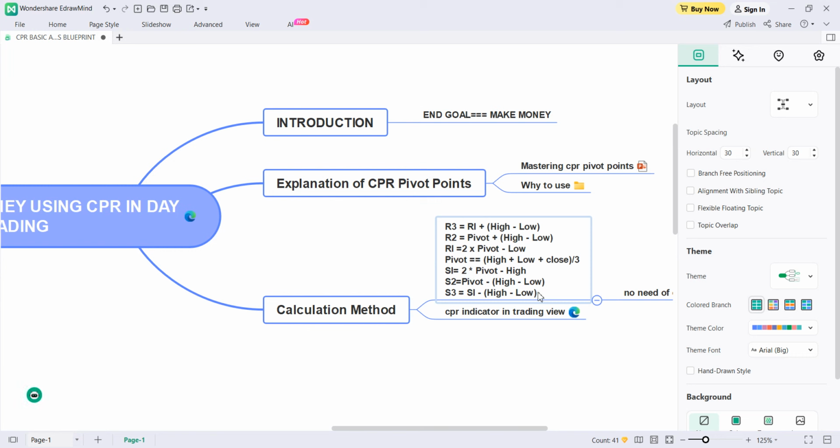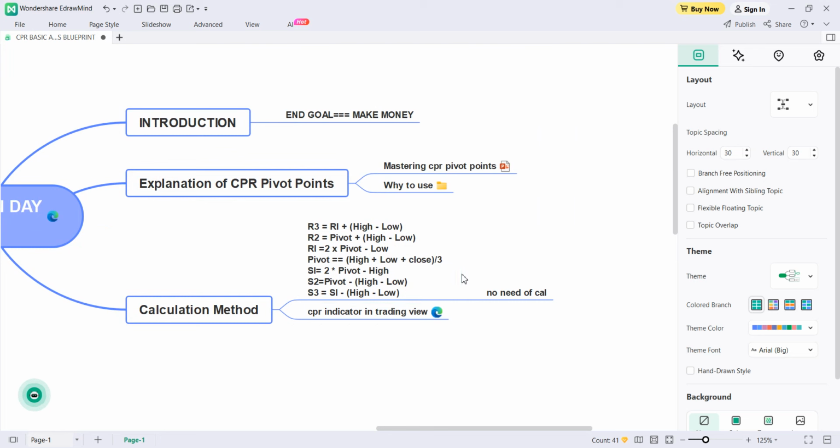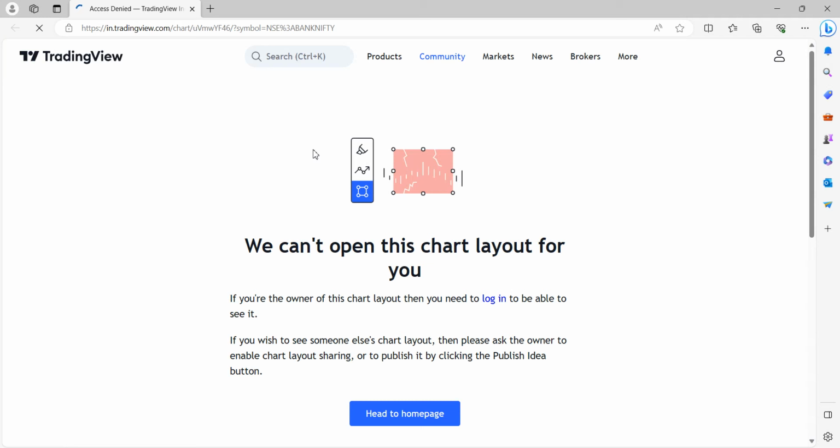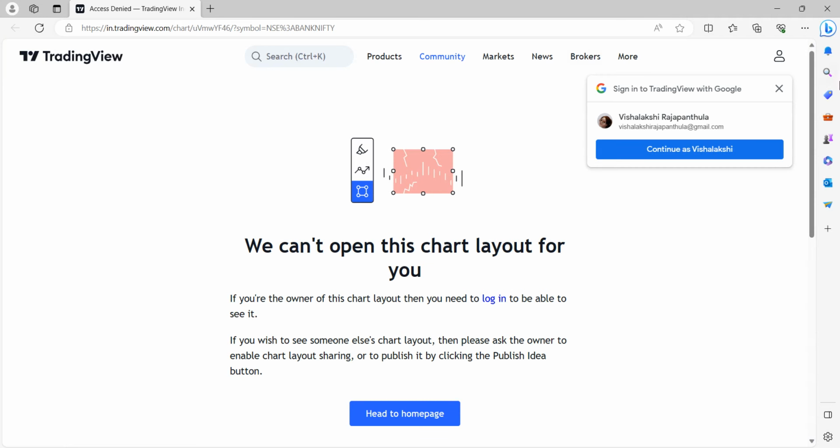Okay, these are the formulas to calculate S1, S2, S3, which are supports, and R1, R2, R3, which are resistances. And no need to calculate all these things, because nowadays it is available in TradingView, and if you search in the indicators tab, you will be able to find the CPR here. Now, the CPR indicator in TradingView. Let's go there. Okay, I just have to log in here.